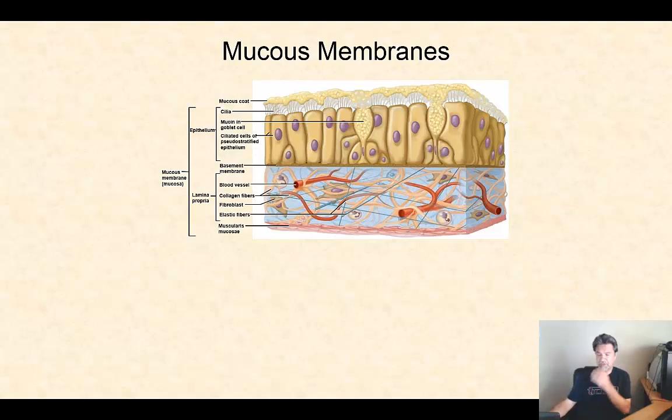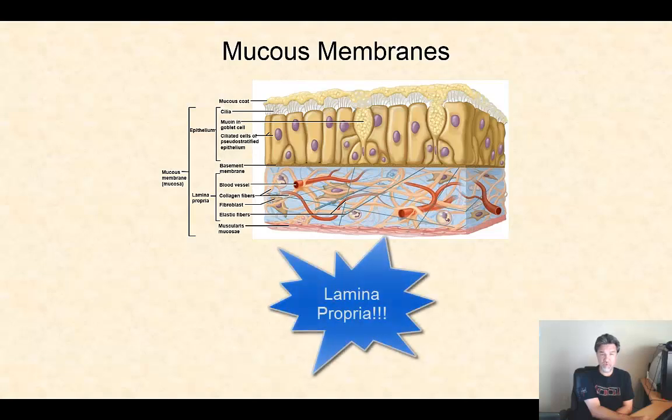Now, this connective tissue layer is largely going to be areolar connective tissue. And it's given a specific name called the lamina propria. So this is one of those unique names you need to know. For a mucous membrane, the inner connective tissue layer is called the lamina propria.